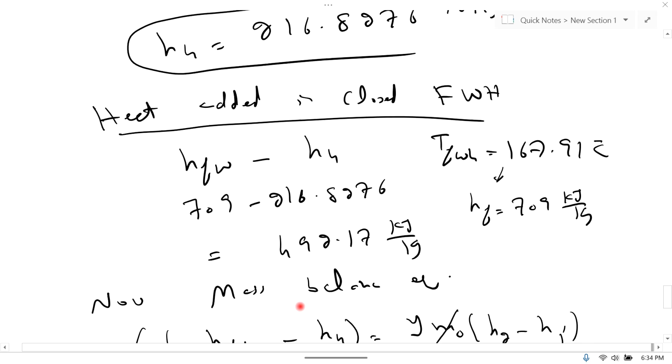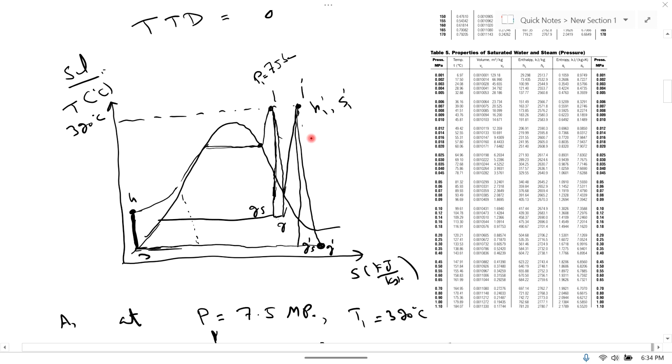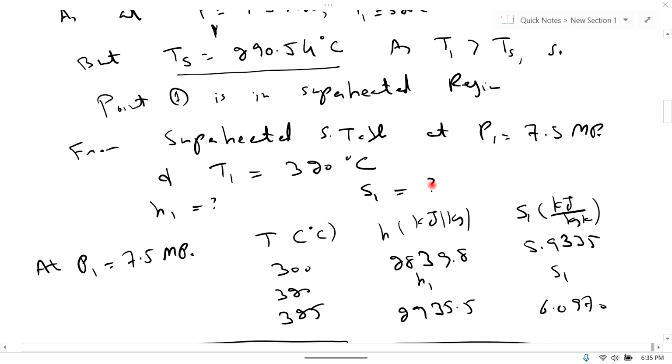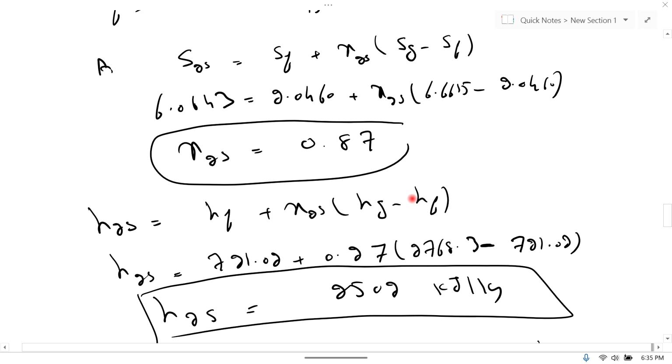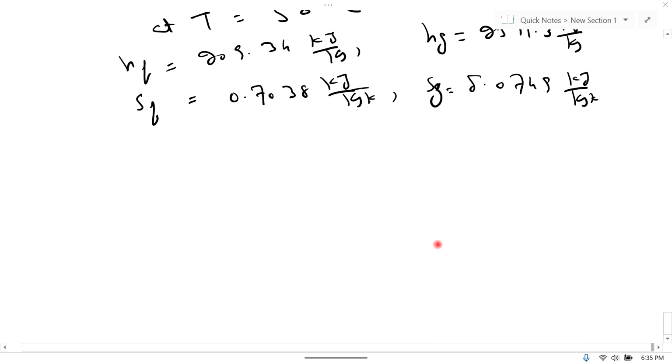And S2 dash S, if we check this value, S2 dash S is equal to S1 dash, and S1 dash is already determined by us. So S2 dash S is equal to S1 dash, because this is a straight vertical line and entropy is constant. S2 dash S is equal to S1 dash, which is equal to 7.3867.